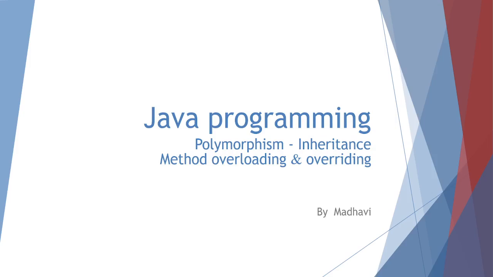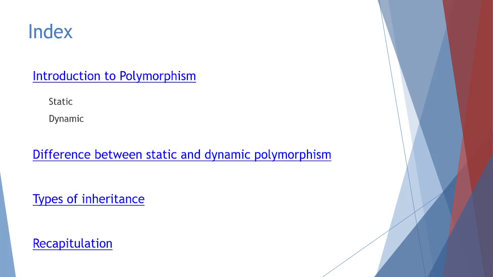In this video, I'll discuss the concepts like polymorphism, inheritance, method overloading, and overriding. Let's see the contents. Introduction to polymorphism. It is of two types, static and dynamic. Difference between static and dynamic polymorphism. Types of inheritance. Recapitulation.